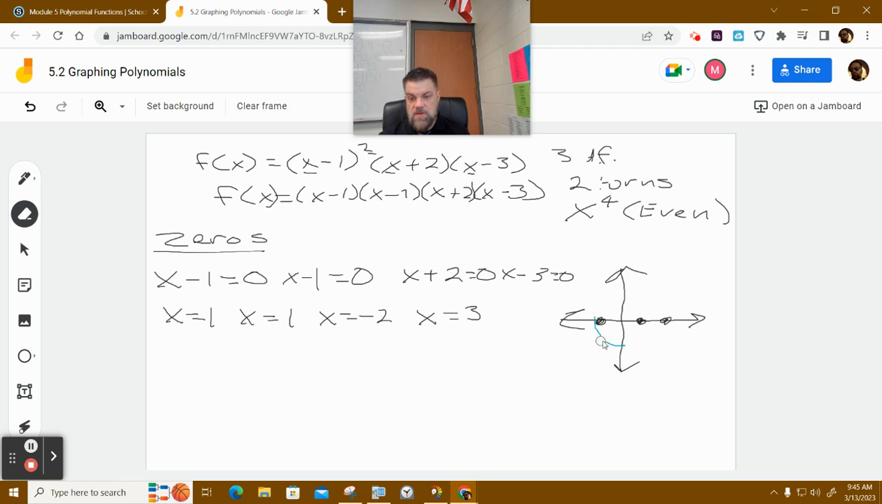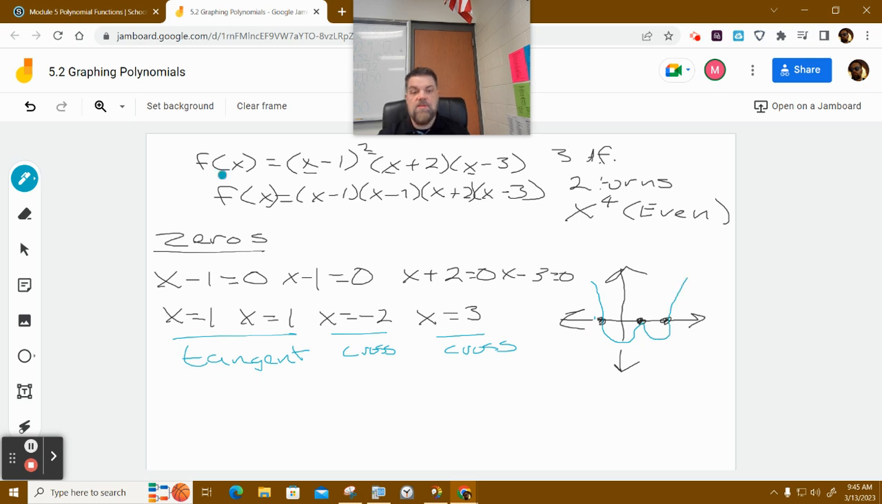How many solutions do I have for negative 2? Like, how many times is that written down? 1 time. So this crosses. Yeah, this one will cross. And this is twice, so this will be tangent. Remember? So it's going to come down through here. I'm going to turn around this way. I'm going to touch, and then go up that way. Let's graph it and see.